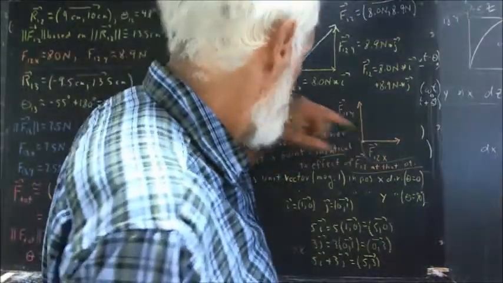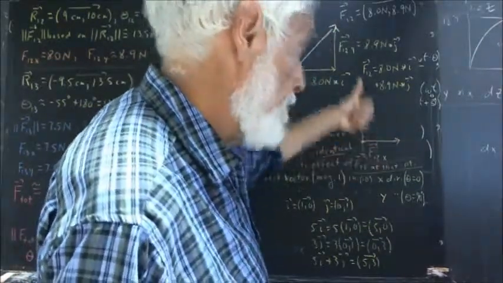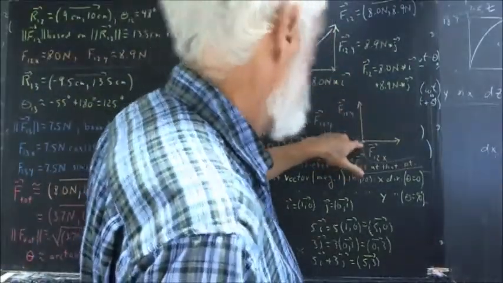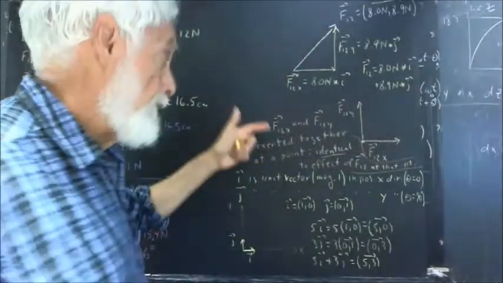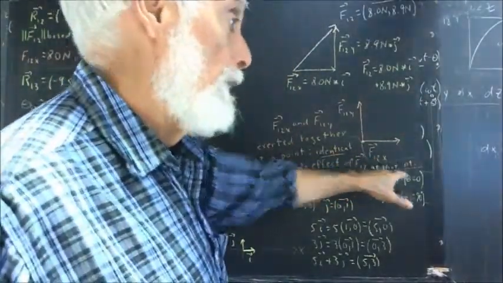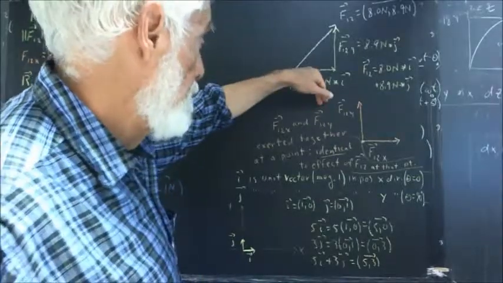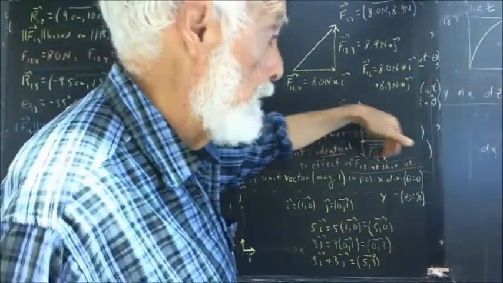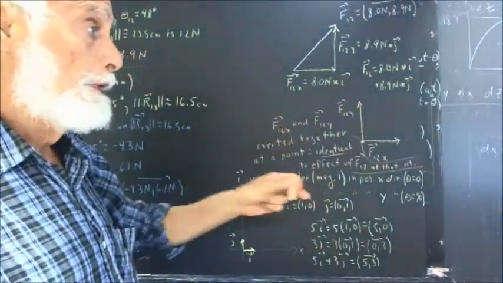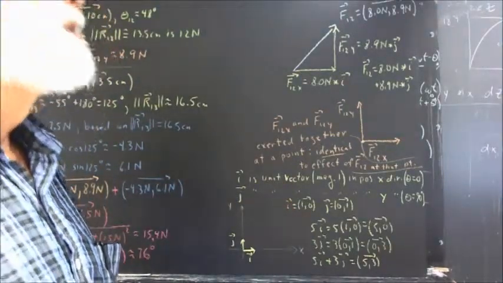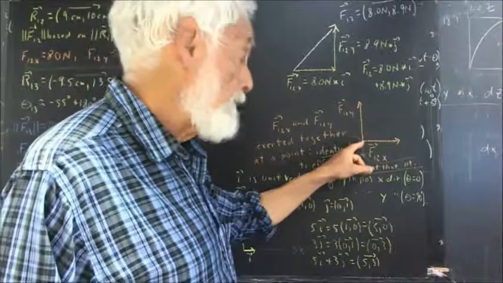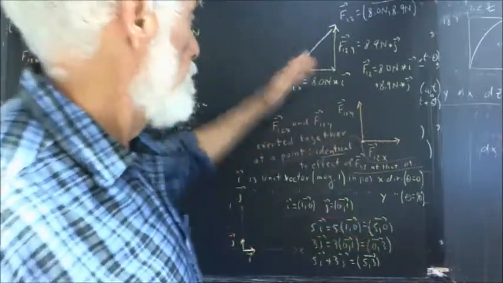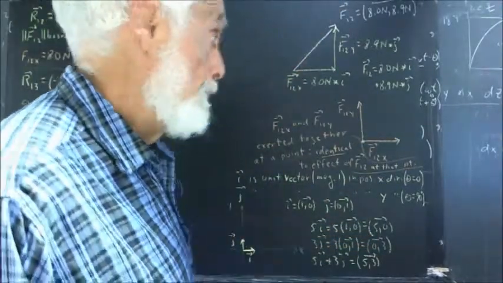Okay, if at some point we apply F12x and at the same time F12y, then their effect at that point is in every way identical to the effect of F12 at that point. Okay, so F12x and F12y vectors exerted together at a point are identical to the effect of F12 at that point. Identical in every respect. We cannot make any measurement of anything at this point that would tell us whether this is the situation or whether we have just F12 acting at that point.